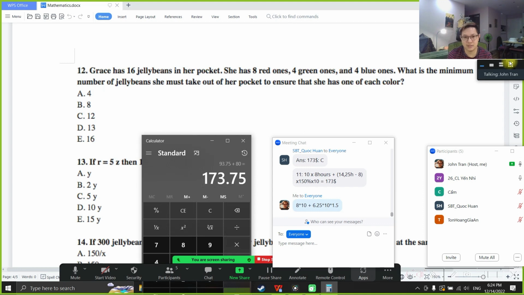To ensure she has one of each color. Tức là phải có một cái đỏ, một cái xanh lá cây và một cái blue. So it means that she has at least one red, one green and one blue, yeah? Tức là bây giờ phải lấy ra khỏi túi để mà cuối cùng đếm là trong cái túi đó còn là ít nhất là từng một cái từng màu. So it means you have to count what's in the pocket now after you're taking out. Và đếm cái trong túi sau khi mình đã lấy ra xong.